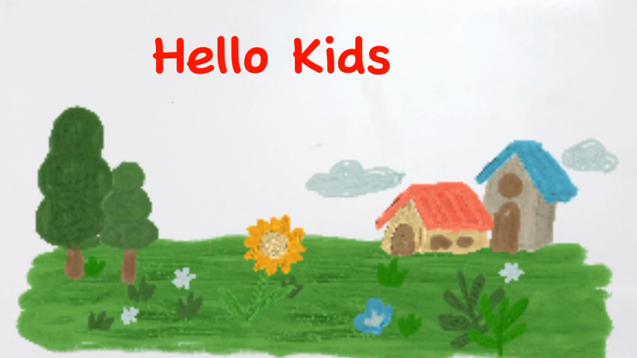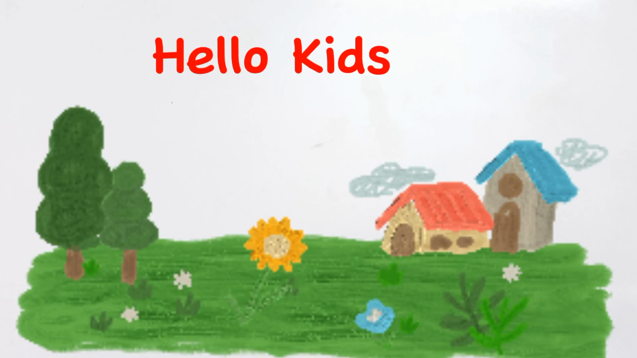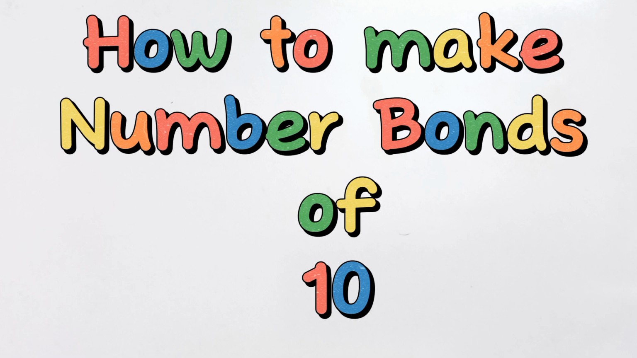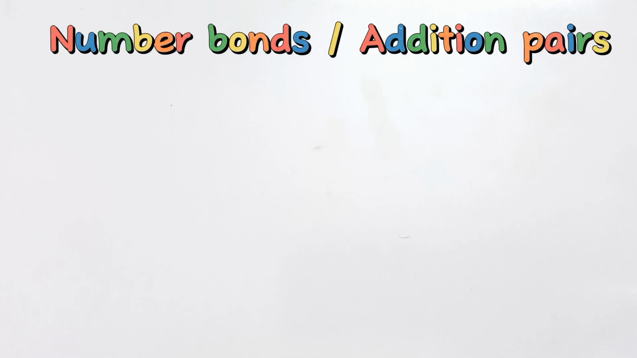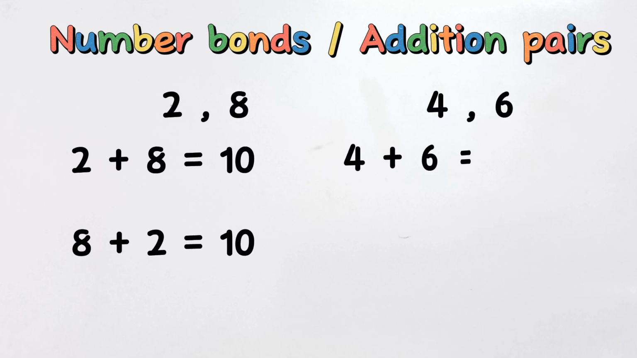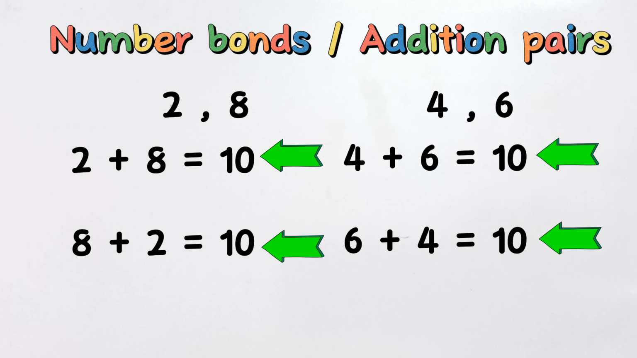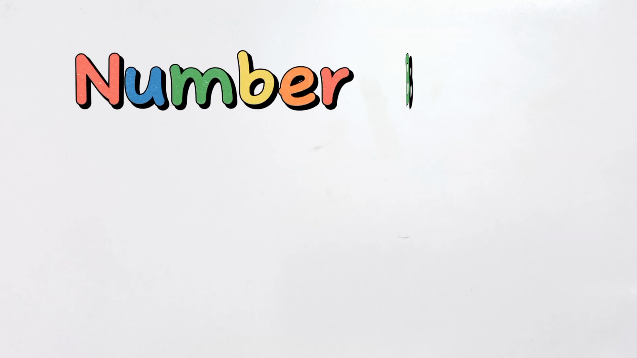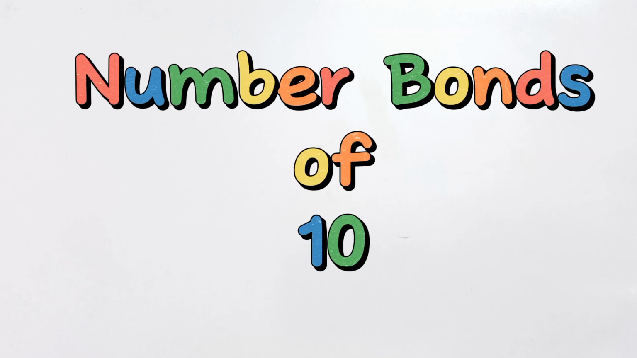Hello children. In this video we will learn how to make the number bonds of 10. Number bonds or addition pairs are pairs of numbers that can be added together to make up a larger number. Let's learn how to make the number bonds of 10.